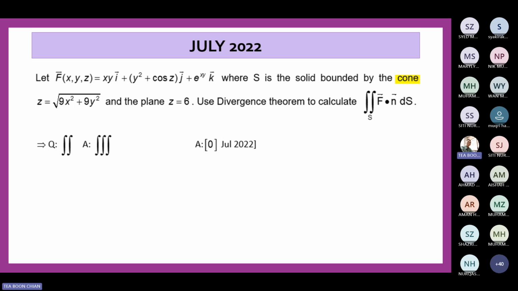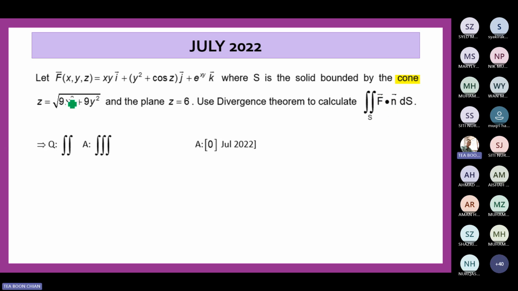So now let us prepare ourselves to go through this question. Let the vector F be equal to xy in the i direction plus y squared plus cos z in the j direction plus e to the power xy in the k direction, where S is the solid bounded by the cone and the plane z equals 6. Now the instruction: use the divergence theorem to calculate the surface integral of F dot n.